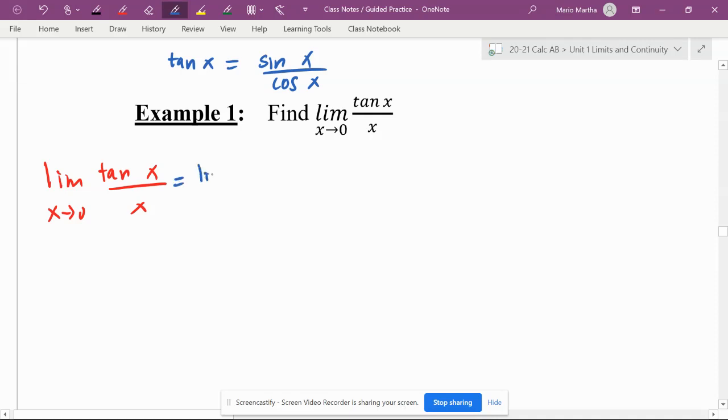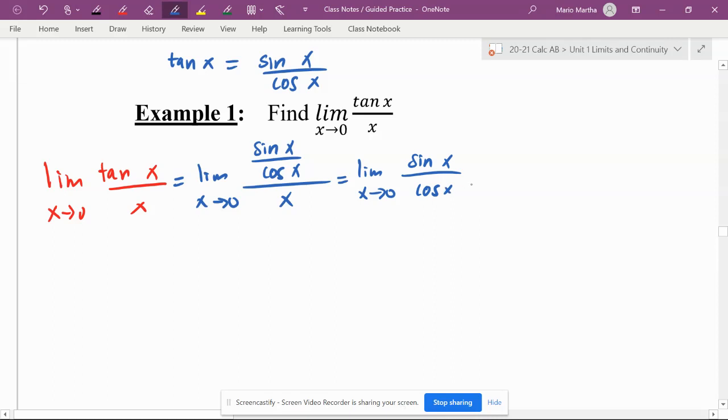This is equal to the limit as x approaches 0 of sine of x over cosine of x, and then everything divided by x. I just replaced tangent of x with the trig identity it represents. Then I can rewrite this as the limit as x approaches 0 of sine of x over cosine of x times 1 over x. Remember, keep, change, flip: you keep the first one, change the division, and flip this one. That's why you get 1 over x.